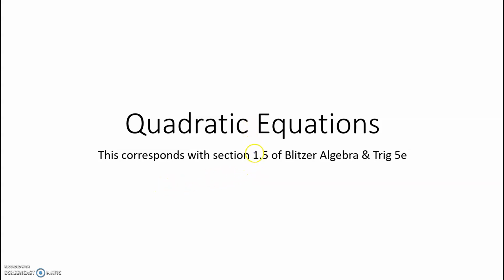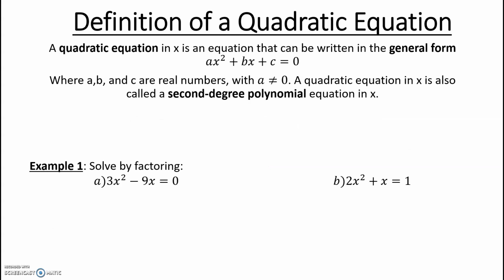Today we're going to do part 1 of quadratic equations, which is section 1.5 in your book, and then I'll have part 2 video coming soon. So, definition of a quadratic: it's a second degree polynomial, so that's where that x squared comes into play. And in the general form, we have ax squared plus bx plus c. So remember a, b, and c are coefficients.